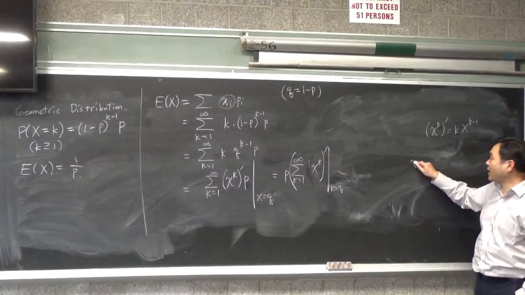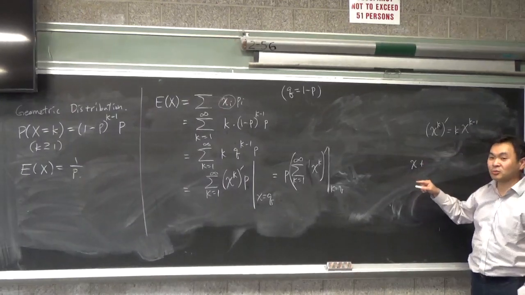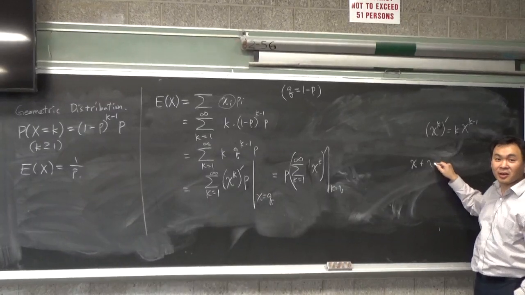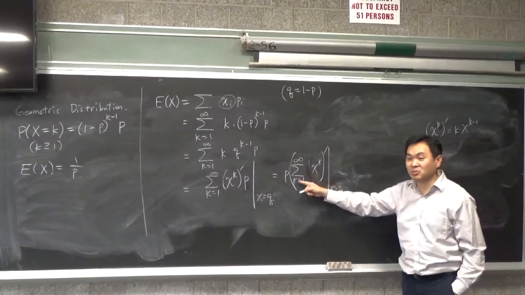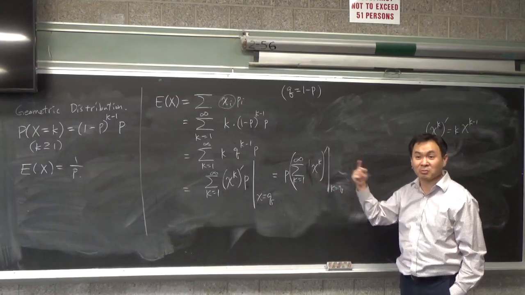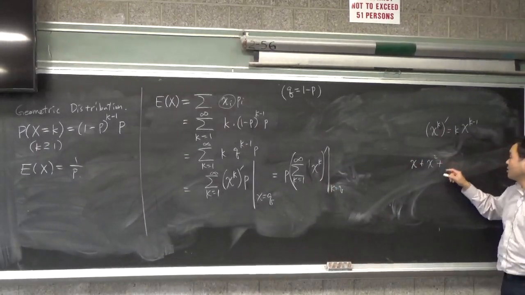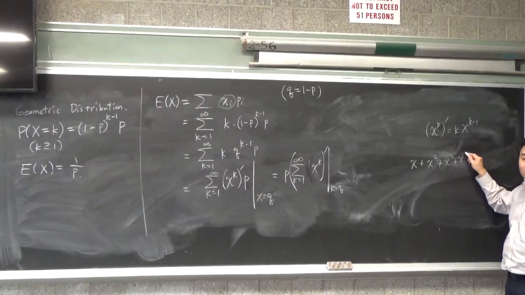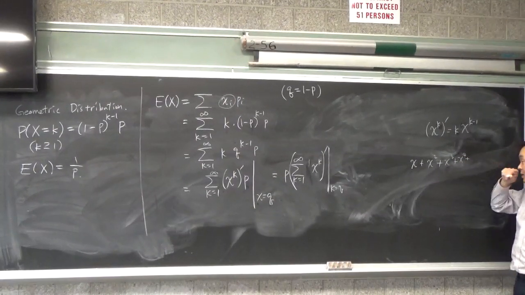If k is 1, that's x. If k is 2, what do you get? x squared. The summation just means you keep increasing the k value and plugging it in, okay, one by one. So the next one, x cubed, x to the 4th, and so on, right.